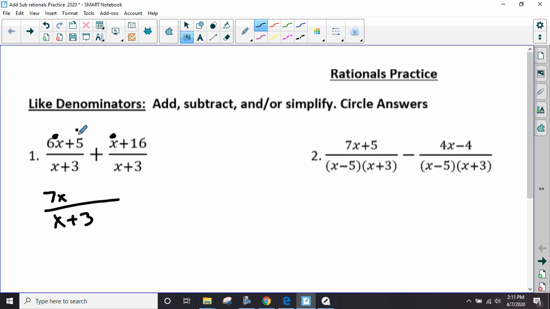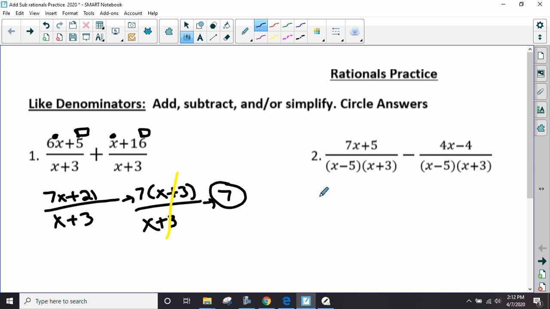Okay, now adding our constants, 5 plus 16, well, that's 21. Now, if we think about it just a little bit, we notice that we can probably do something with that top. Okay, yep, there it is. So, we're sitting here, we can factor out a 7. Now, because these match, this lets me know I can cancel it out, and I'm just left with 7 as my answer.